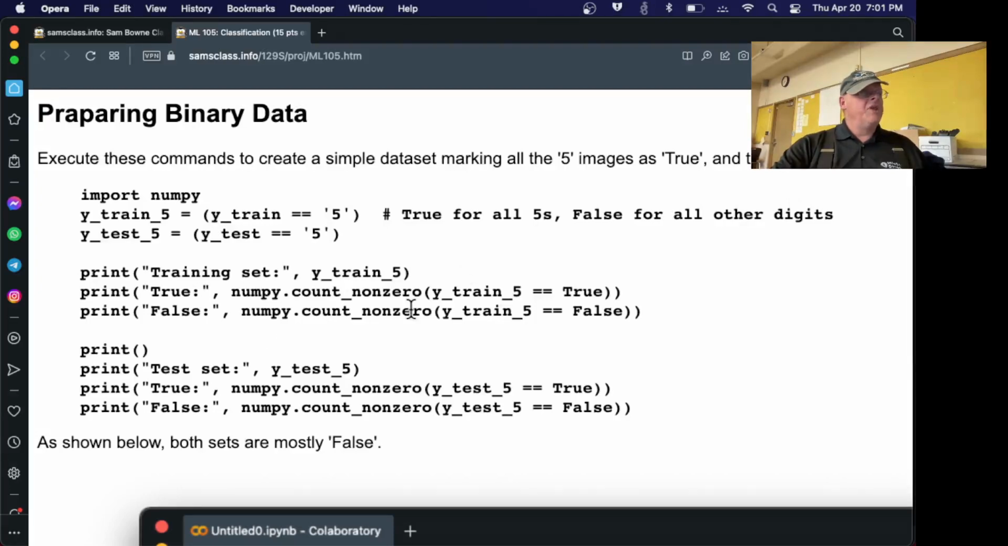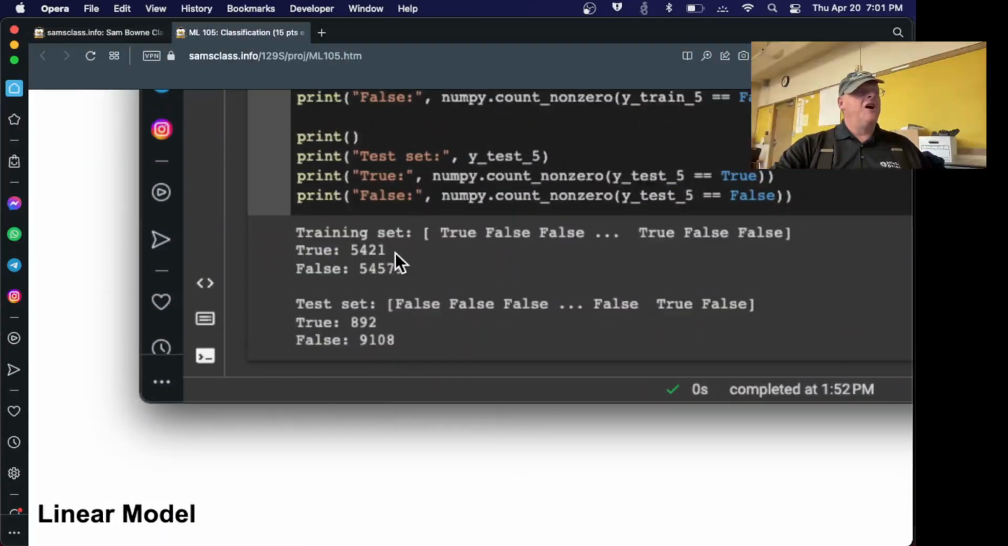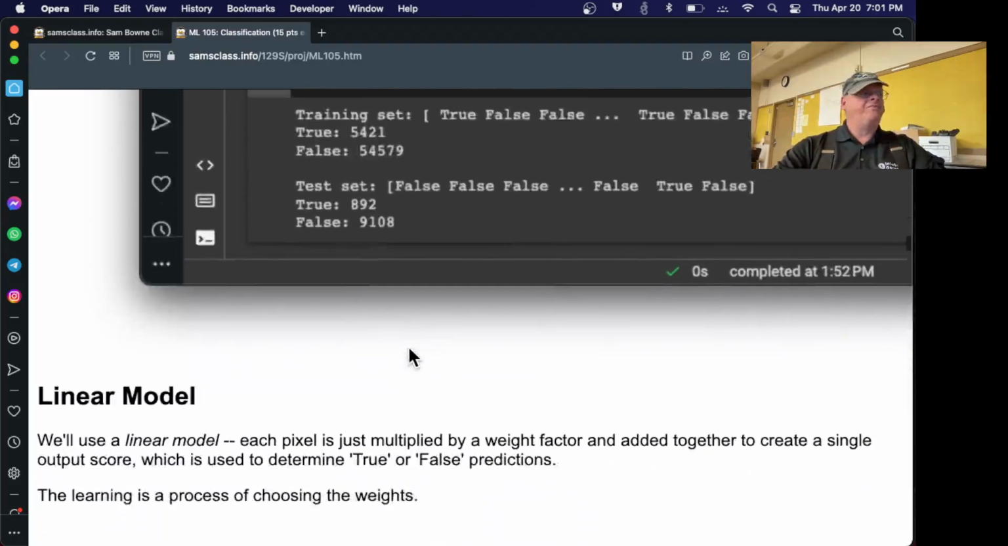Now here's the training set and the test set. I've got that parameter there. So if you print out some of the values, the training set has 5,400 trues and 54,000 falses. As you'd expect, it's mostly false, and the same thing for the test set. Only 1/10 of them are 5s and the rest are not 5s.